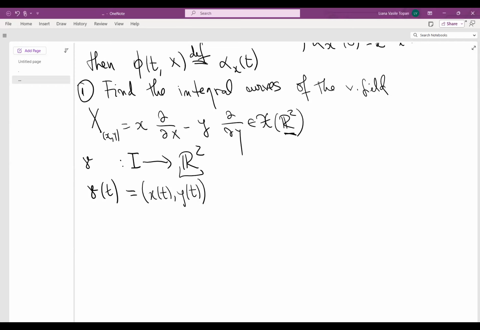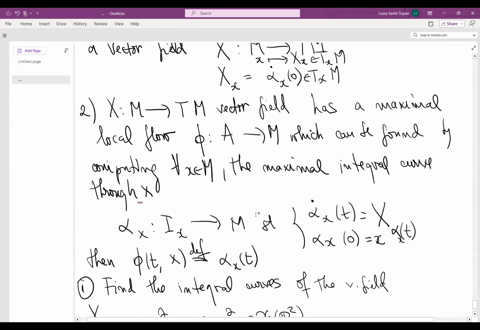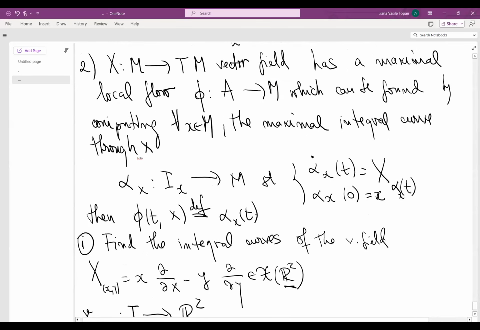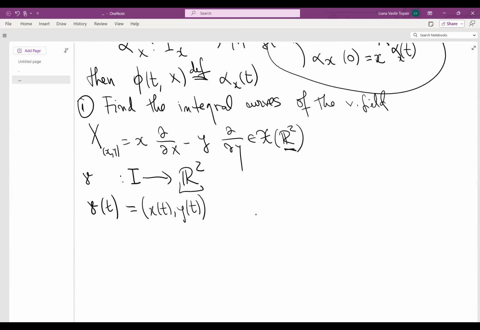To find the integral curves. What are the integral curves? They are defined by something like this, right? So the derivative of gamma, well, I'm calling it alpha, gamma. So we have that. What is the derivative of gamma with respect to t? That's gamma dot, right? Denoted there by gamma dot.